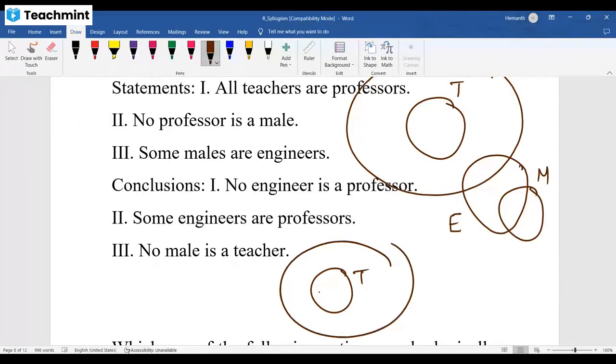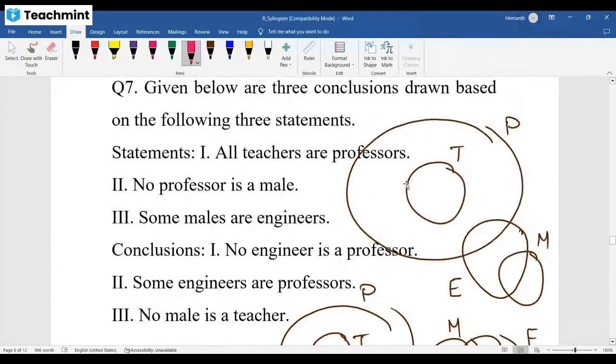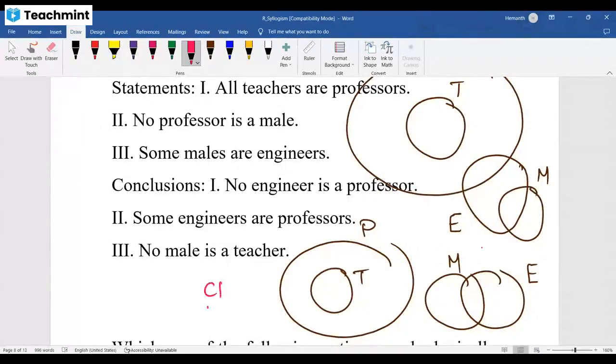All teachers are professors, no professor is a male, some males are engineers. Now, if you look into both of these, the first one, no engineer is a professor, failed in the above diagram, correct in the below one. The next one, some engineers are professors, correct here, failed here. No male is a teacher, male and teacher not connected, correct in both cases. The third one is the only one true in all cases.